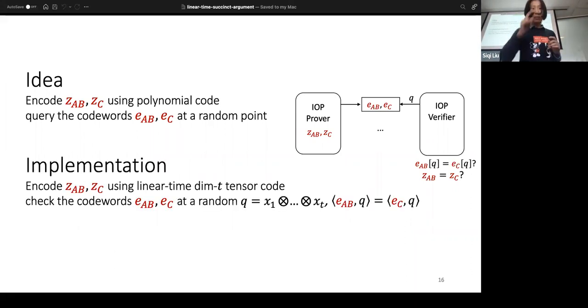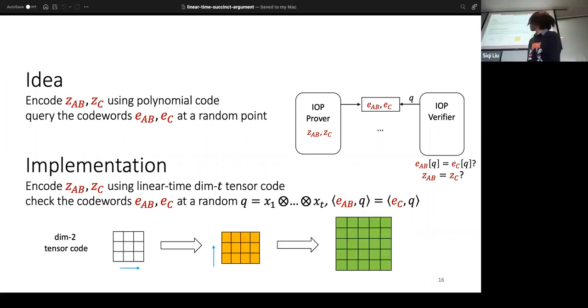Okay, cool. So the implementation is done instead by what's called a dimension T tensor code. Let me explain quickly what a tensor code is. This diagram here illustrates a dimension 2 tensor code. When I want to encode a vector ZAB with a high dimensional tensor code, I write it as a cube, a dimension T cube. In the dimension 2 case, I just write it as a matrix. And then I encode it along each direction sequentially. Let's say I first encode each row with a linear code, and then encode each column with a linear code, and eventually get a matrix at the end that is larger in size.